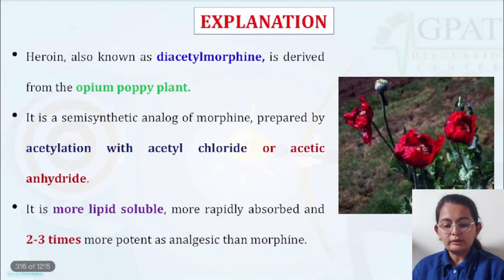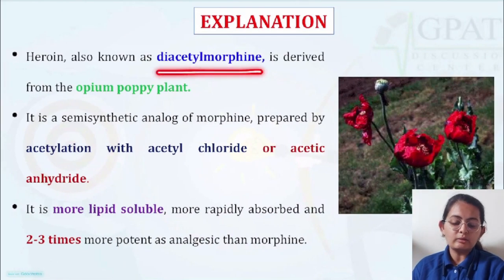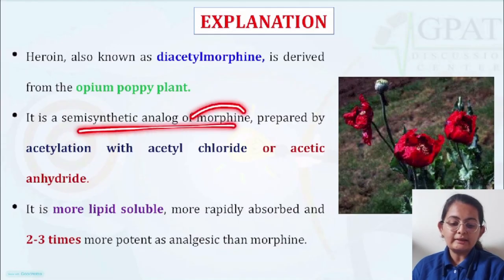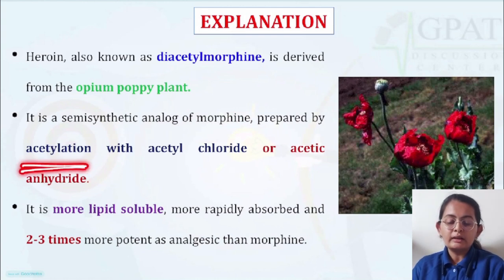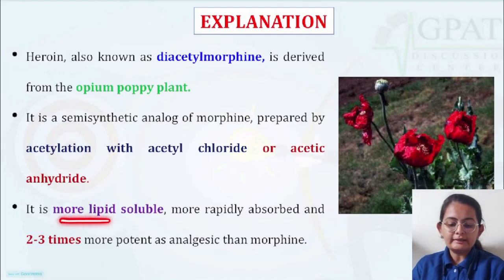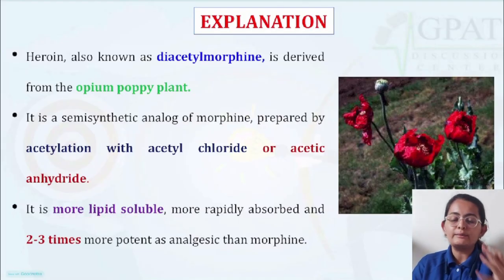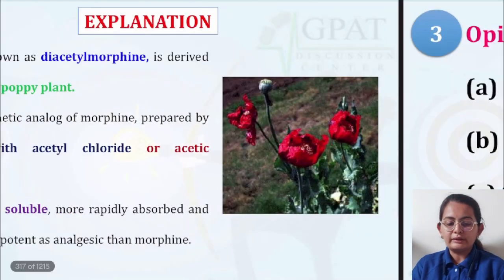What is heroin? It is nothing but a diacetylmorphine derivative, a semi-synthetic derivative of morphine. We get it by the acetylation at the morphine ring. Then it is more soluble and 2 to 3 times more potent as an analgesic compared to morphine.